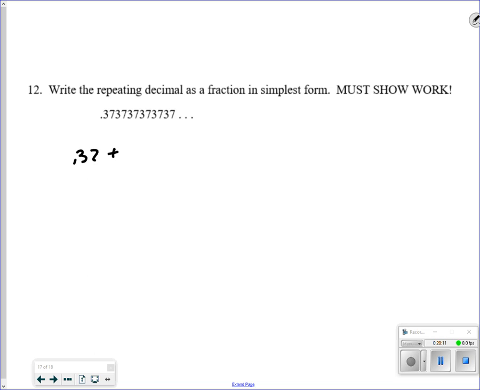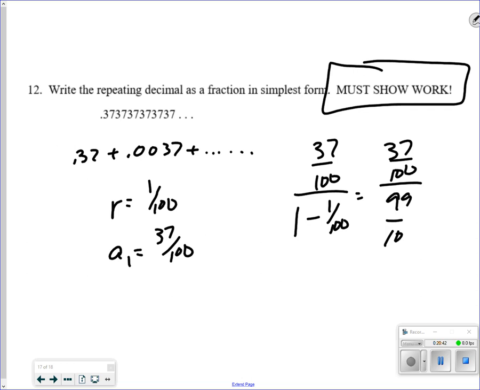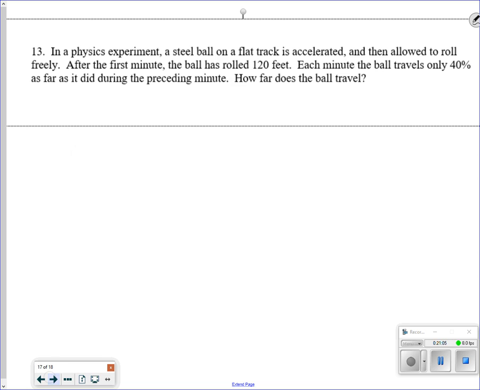Repeating decimal, here's what you've got to ask yourself. How many decimal places are repeating here? Well, they're repeating 2 decimal places, so that's a rate of 1/100th. And the 0.37, your a sub 1, is 37/100ths. So I can do this, and you notice it says here, must show work. You cannot just put this into your calculator and get the answer. So a sub 1 over 1 minus r, so 37/100ths over 99/100ths. Anytime you multiply or divide by a fraction, you multiply by the reciprocal, and that cancels the 100ths. This does not reduce, and therefore that is the correct answer, 37/99. So if you type in 37 divided by 99 on your calculator, you're going to get 0.37 repeating. Next one.